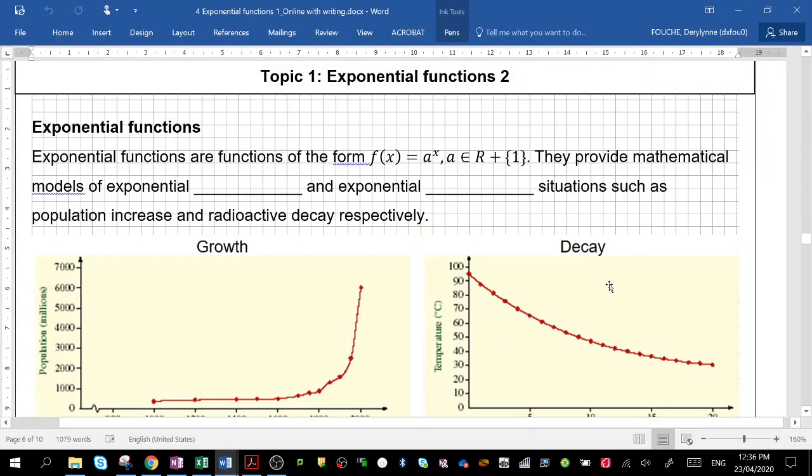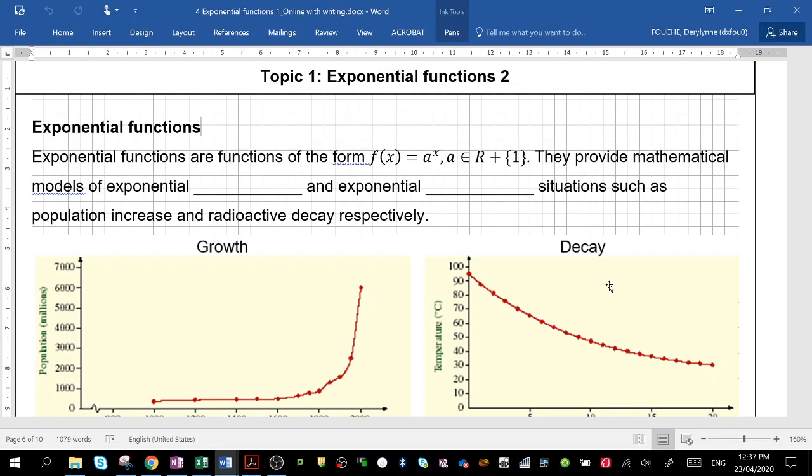Good morning, grade 11s. Today what we're going to be doing is starting on our exponential functions 2 section. We've had a look at how to work with exponential functions as well as how to work with logs and how to convert between exponentials and logs. But from today what we're going to be looking at is what the graphs of an exponential function look like.